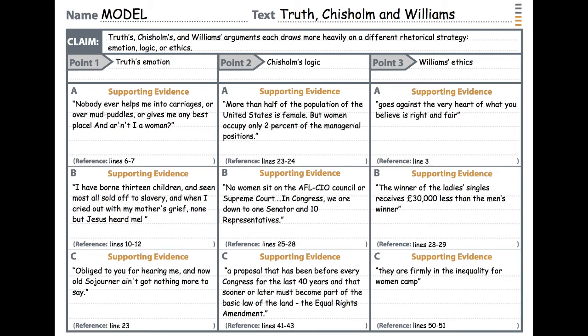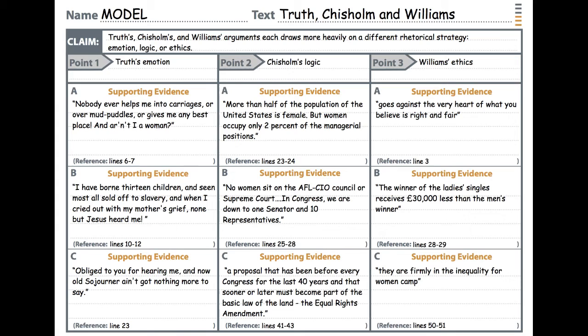Looking at the next point, it's discussing how logic is used as a rhetorical strategy to support the author's argument. The first piece of evidence used is: more than half of the population of the United States is female, but women occupy only 2% of the managerial positions. This can be seen as logic, since it's simply stating a fact that is clear and apparent, and they're using this as an argument for, I assume, furthering women's rights. It's a very logical statement, and this quote supports that.